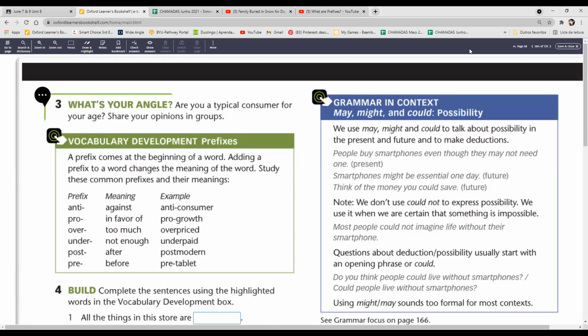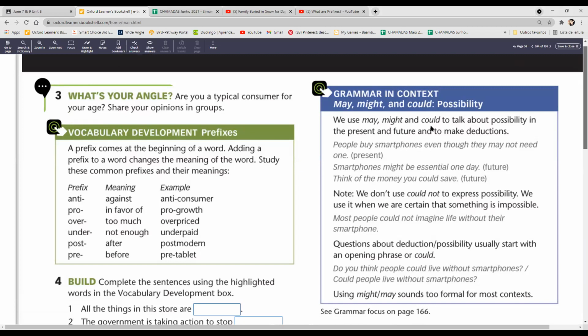Okay, guys, can everybody see the page? Yes? Okay. Yes, thank you, Giovanna. The first point is, are you a typical consumer for your age? What do you think? I think I am. Maybe. Maybe, okay. Yes, you think you are, Mateus? All right. Yes, why do you say so? Why do you think you are a typical consumer for your age?